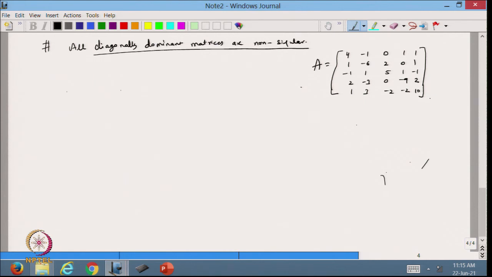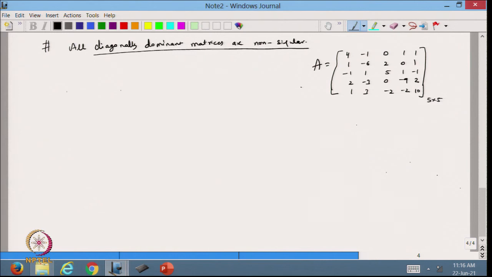So, this is a 5 cross 5 matrix, and if somebody asks whether this matrix is singular or non singular, then we have to convert this matrix into, suppose, row echelon form, and then from there I can say that if the rank of this matrix is equal to 5, then this matrix will be non singular. But it is just a 5 by 5 matrix, maybe it can be a 10 by 10 or 20 by 20.